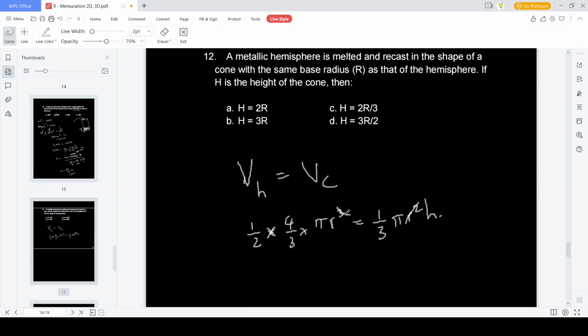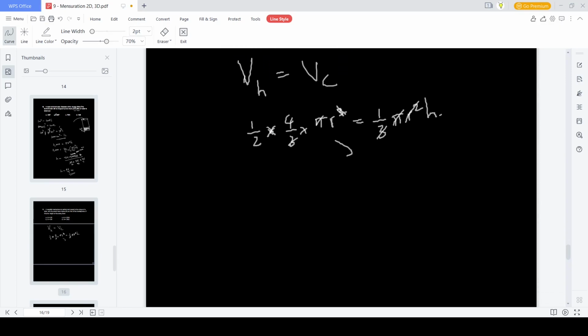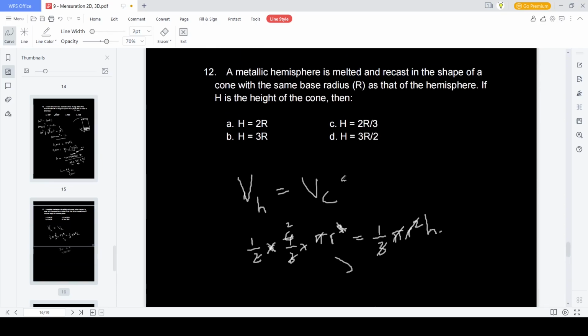R is the same, they told, so I'll cancel these two r's and these two r's. Pi and pi can cancel, 1 by 3 can cancel. So I get, this cancels two times, so 2r is equal to h. That's all.